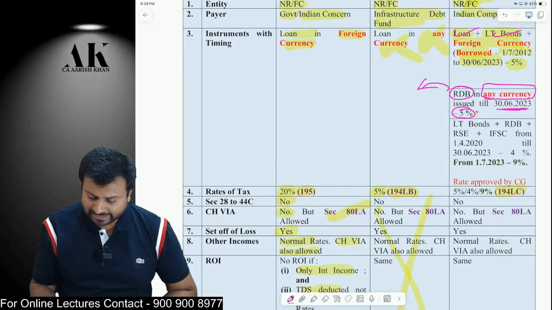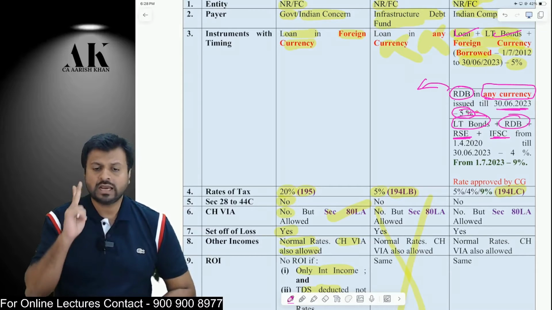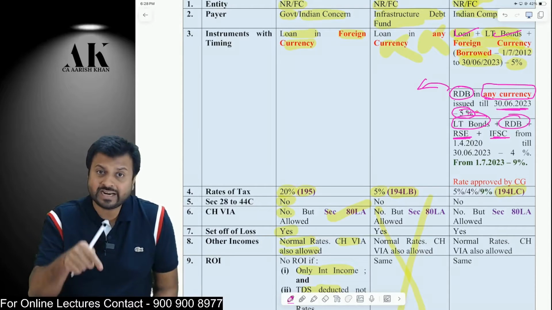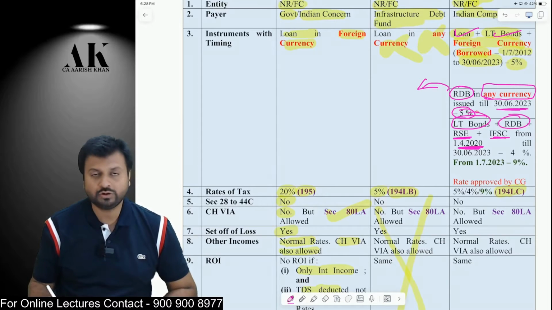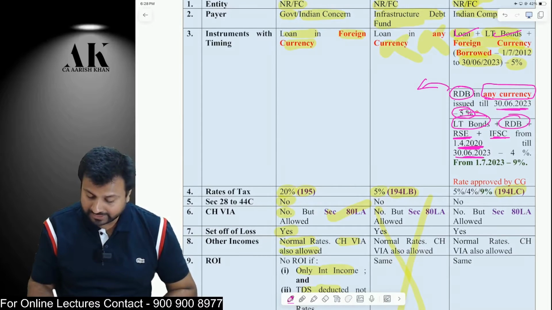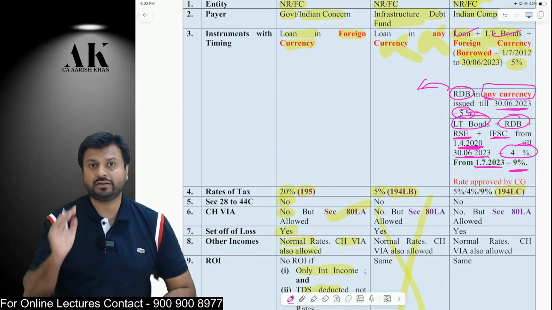When a non-resident buys a long-term bond or a rupee denominated bond of an Indian company which is listed in a recognized stock exchange in IFSC, and if it is issued between 1/4/2020 and 30th June 2023, then it is 4%, and if it is issued after 30th June 2023, that is from 1st July 2023, then it is 9%. You have to be very careful with that.